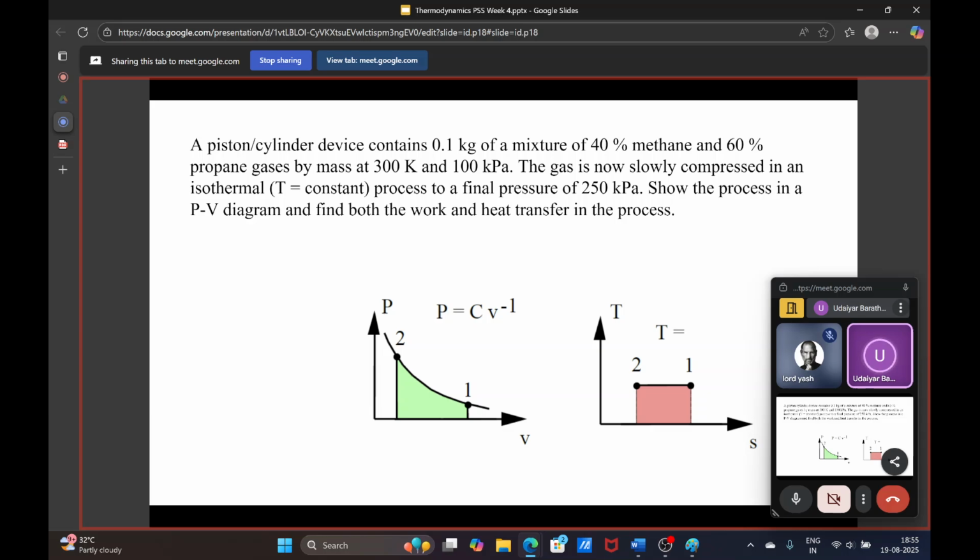A piston cylinder device contains 0.1 kg of a mixture of 40% methane and 60% propane gas by mass at 300 Kelvin and 100 kilopascal. The gas is now slowly compressed in an isothermal process to a final pressure of 250 kilopascal. Show the process in a PV diagram and find both the work and heat transfer in the process.